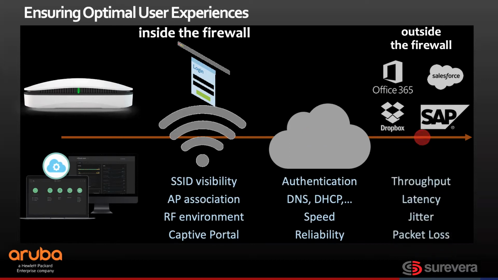Exactly as I was just talking about, we're looking at throughput, latency, and jitter, and we have built-in tests for things like Office 365, Salesforce, and Dropbox. So we're easily able to test those types of authentication and latency to make sure that those applications are readily available from each of our sites.